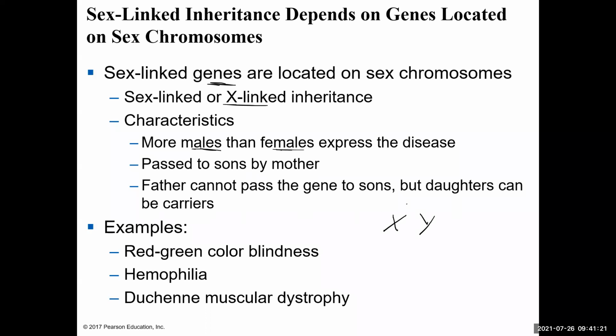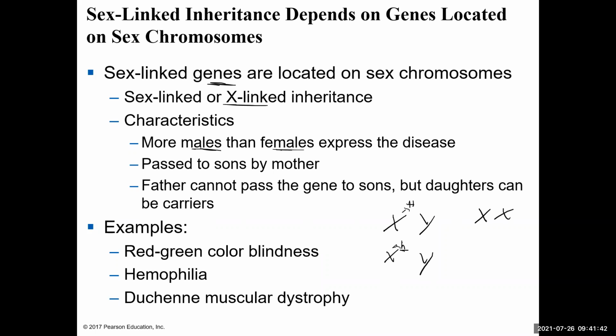So let's say color blindness, or let's do hemophilia. So let's say hemophilia is recessive, right? So the male can only have these two genotypes. So they have the X that has the dominant or the X that has the recessive. If they have that recessive allele, then they have the disease.